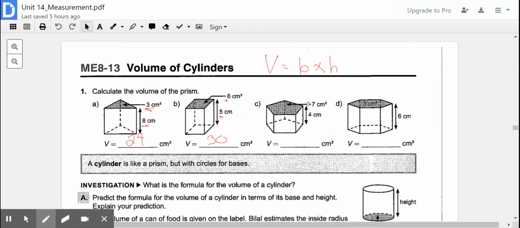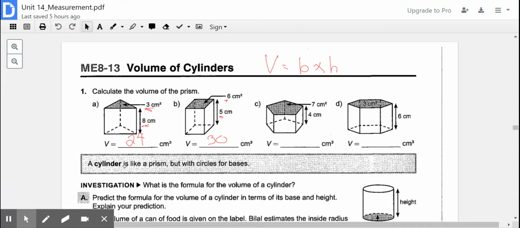The pentagonal prism and hexagonal prism, I'll let you do those on your own. You have the area of the base and the areas of the height included. And when you've done those, you can continue with this video.